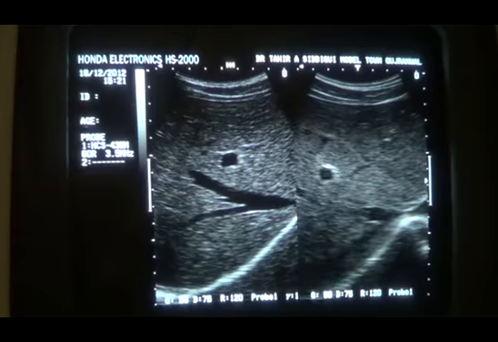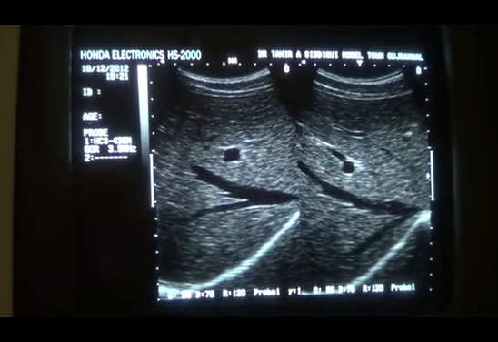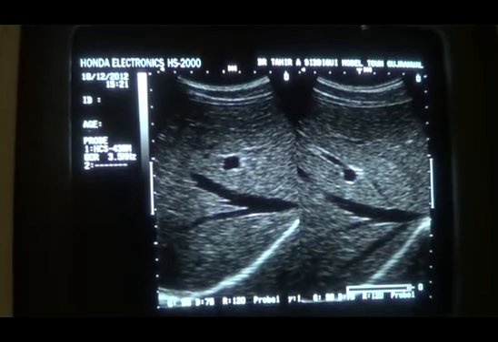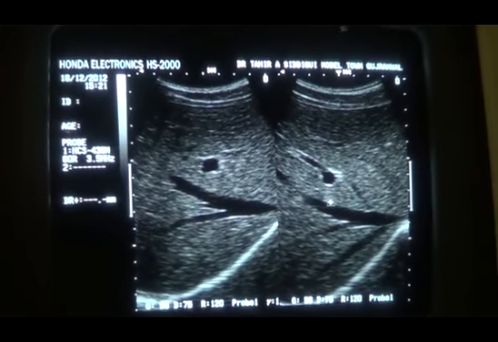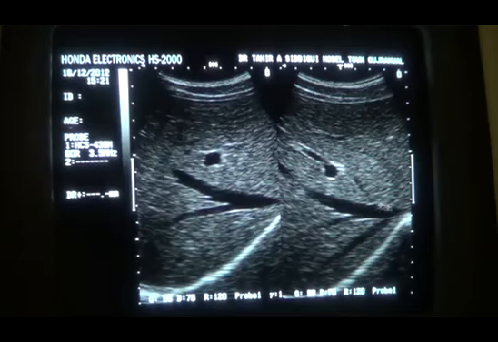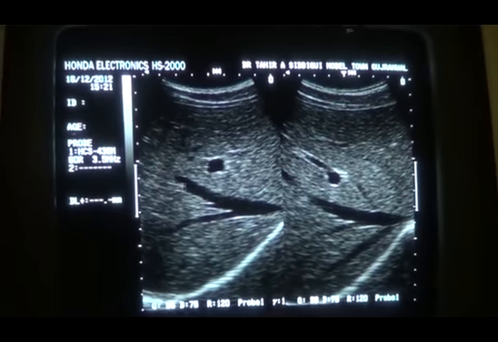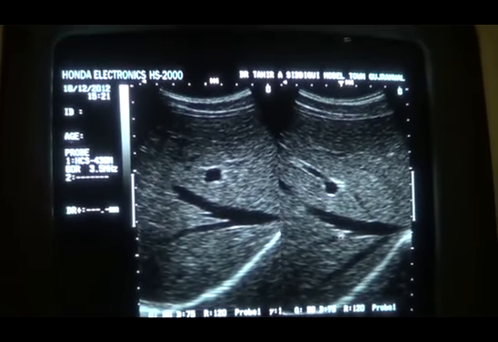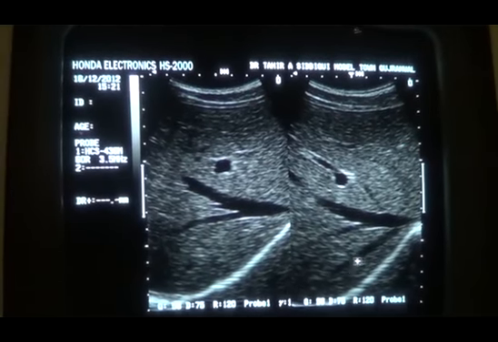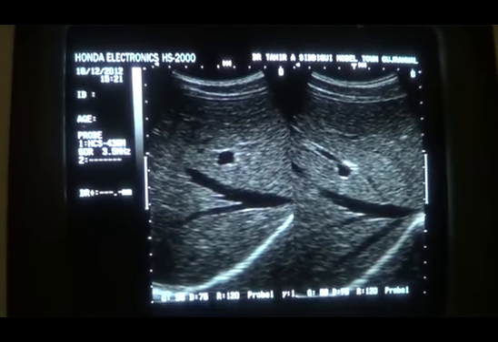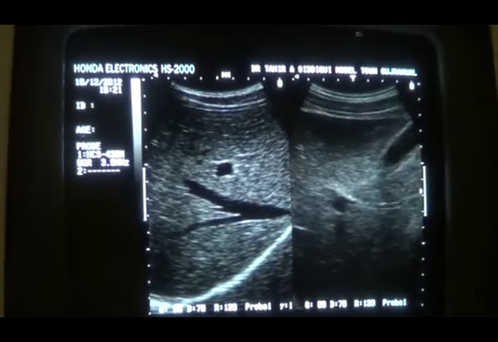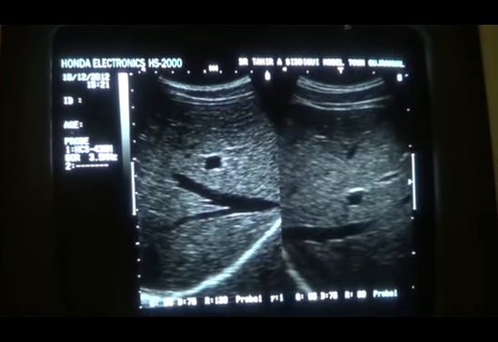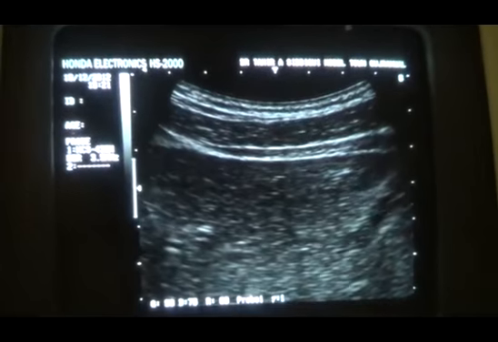Here we see the middle hepatic vein. Note the sharpness of the vessel margins, very sharp vessel margins. See the margins. See the periportal echo-brightness. Magnifying.